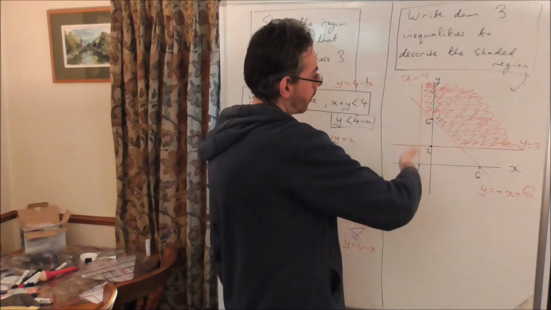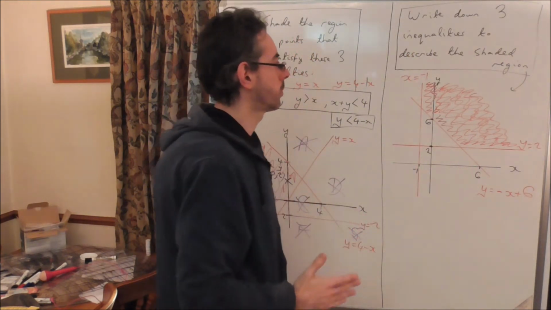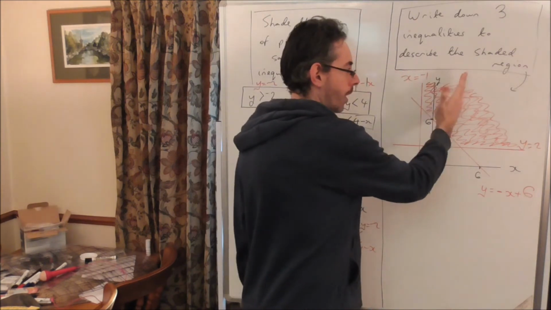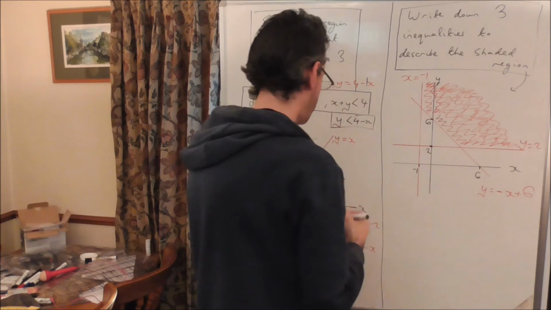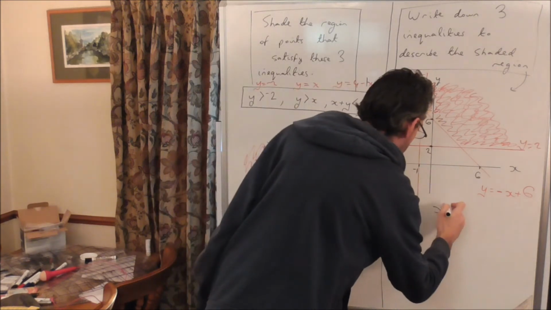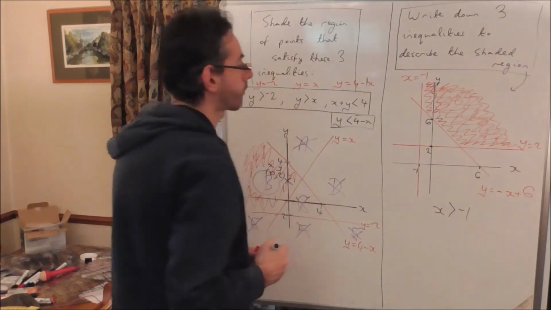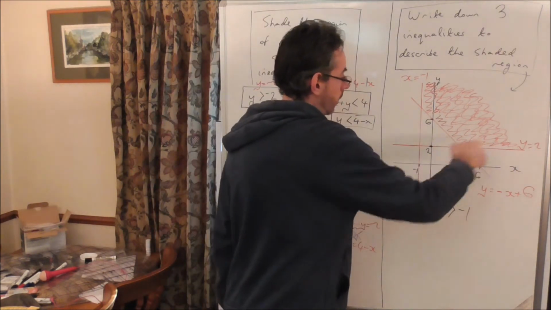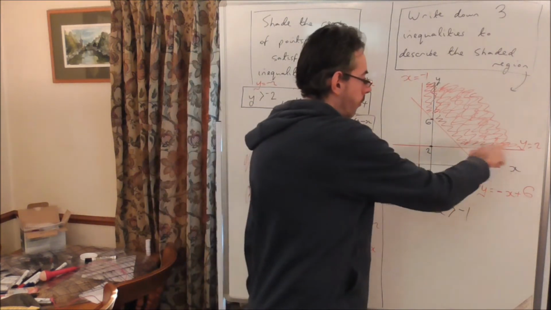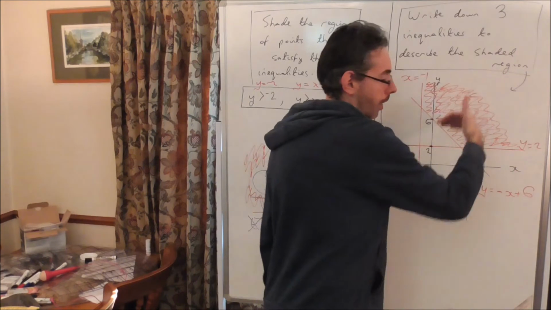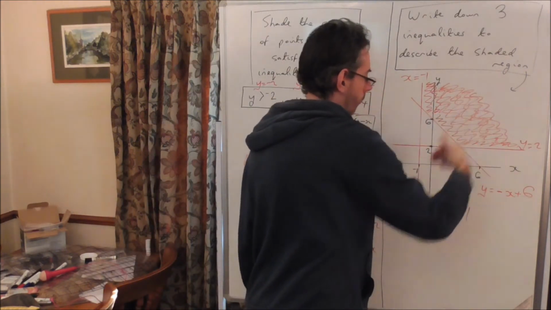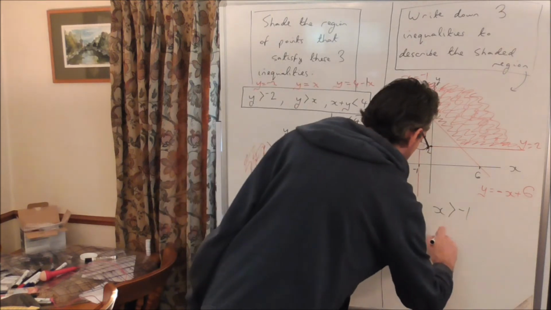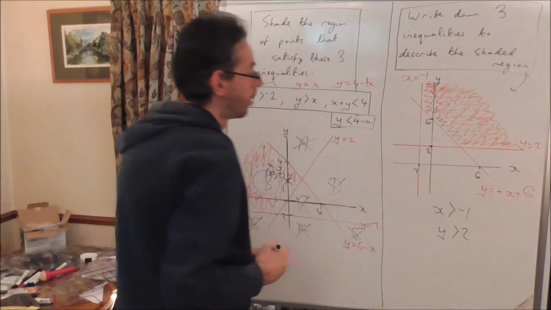So this is the line x equals -1. Points in this region are to the right of that line, so they're going to have an x-coordinate greater than -1. So that's our first inequality: x is greater than -1. If we look at this boundary line here, on this line all the y-coordinates equal 2. Our region is above that line, so for the points in our region, the y-coordinates are going to be greater than 2. So that's our second inequality, y is greater than 2.